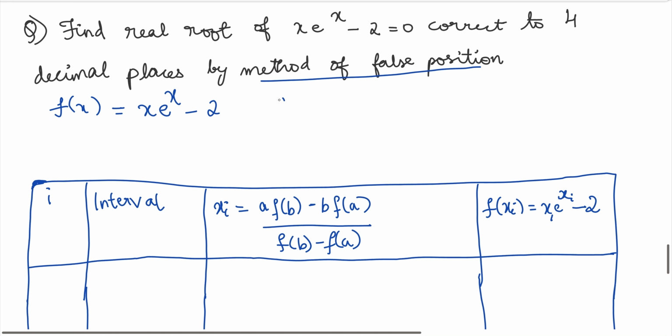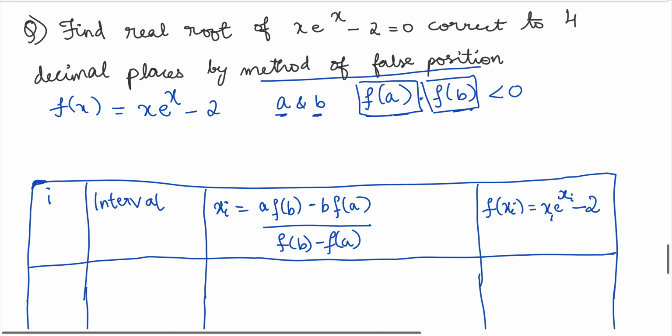What is our first step in solving the questions? The first step is we have to find the values of a and b such that f of a into f of b will be less than 0. We have to find two numbers a and b such that when you find f of a and f of b and multiply both of them, the value will be less than 0. That means one value should be negative and the other positive, so negative multiplied by positive is negative, which is less than 0. So f of a times f of b should be less than 0.